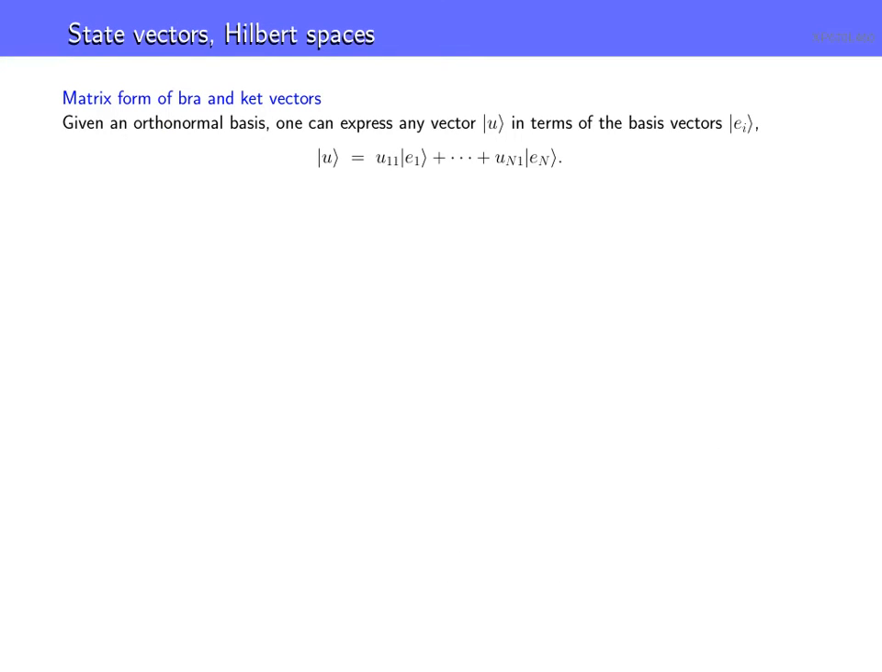So let's take a look. Like we said, we can express any arbitrary vector in terms of our basis vectors, e, which are orthonormal, so that we would just have these coefficients, u11 up to un1 times en. Now, I'm using a notation here with double subscripts, which will be clear in a moment, because what we want to do is write these as matrices, where we write these as follows.